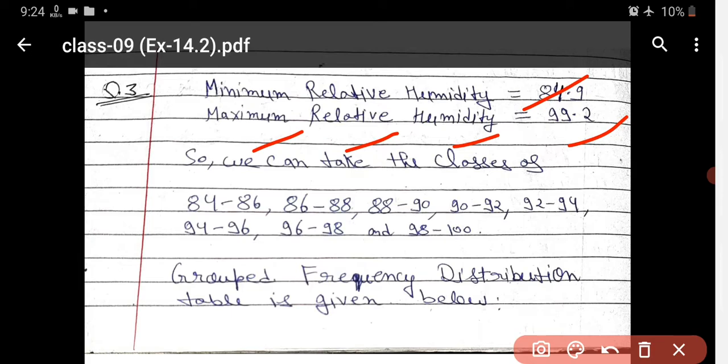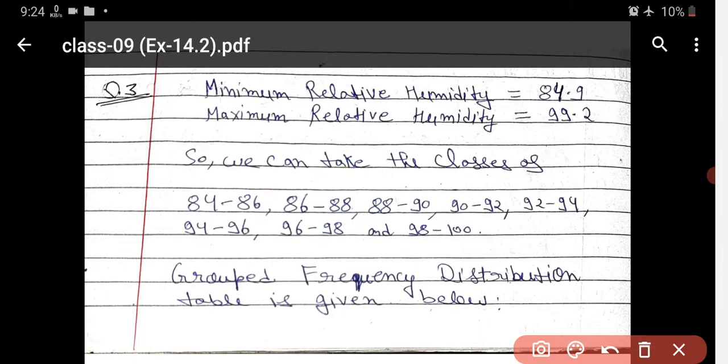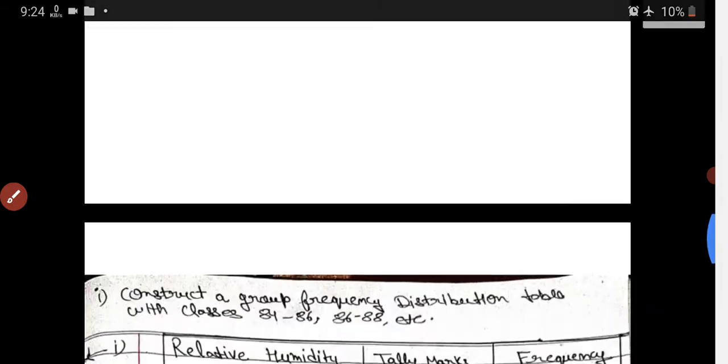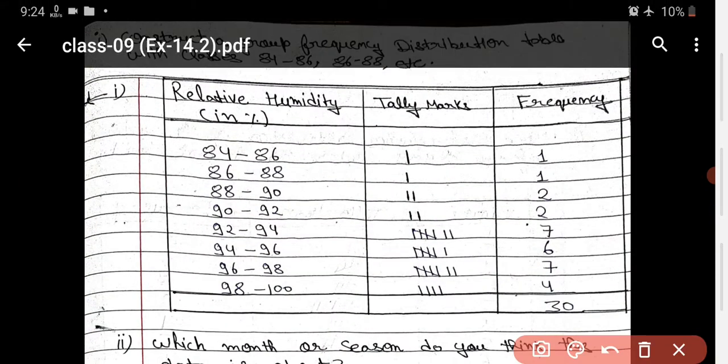And we can take the class interval. In the question they told you to start from 84 to 86. So you have to take 84 to 86, then again 86 to 88. The maximum is 99 now, so up to 100 you have to take. Now just make a frequency distribution table. You have to make the class interval like that one, up to 100, and the last one is 98 to 100. Now construct a group. Okay, now we have to make a frequency distribution table.